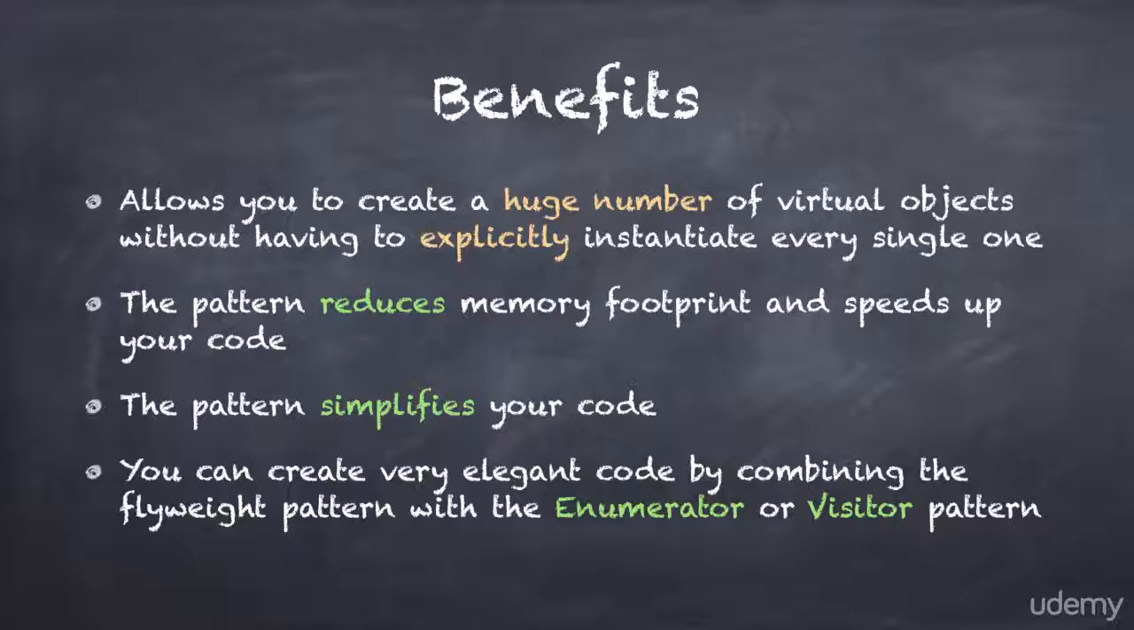And finally, the pattern simplifies your code. Traversing a data structure where some nodes are instantiated and others are not is a complex operation. But the flyweight pattern hides this fact from the client. So the client code can enumerate a large data structure of virtual objects without having to worry which ones are instantiated and which ones are not.